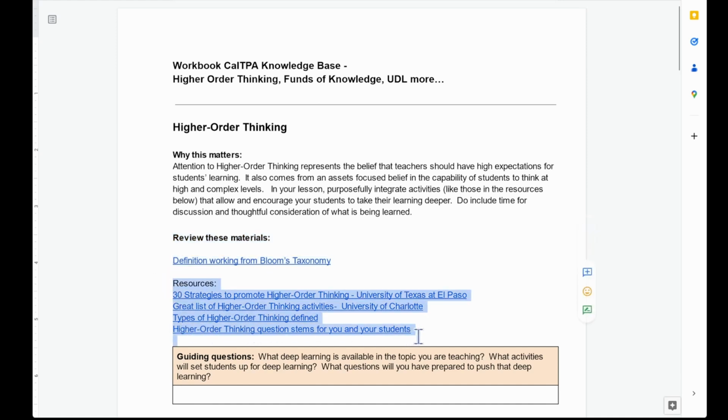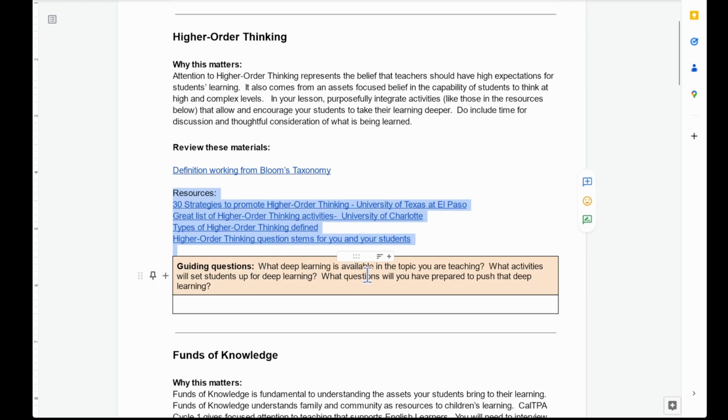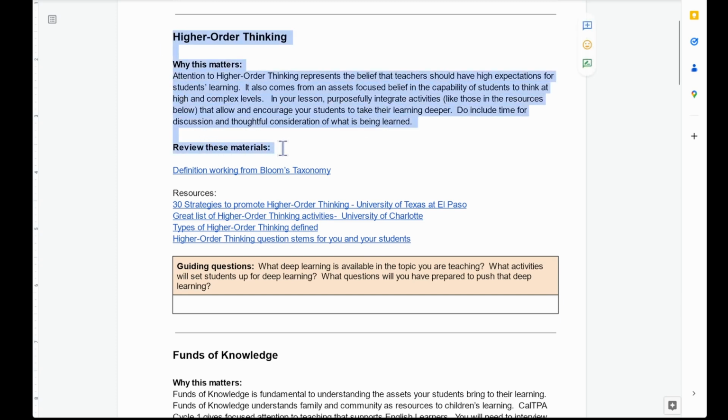Now what's useful about the resources I set out for these is they all talk about strategies, ways to approach this kind of teaching. So how do you make higher order thinking happen in your classroom with your students? Each of these resources I have down here gives ideas. And then for the workbook part, I set out what deep learning is available in the topic you are teaching, what activities will set up students for deep learning. I ask questions that you might work out here. This is the workbook part. You do your thinking here early on, making sure that you understand higher order thinking well, so that when you go to your planning and your teaching, you're well set to do right by them.